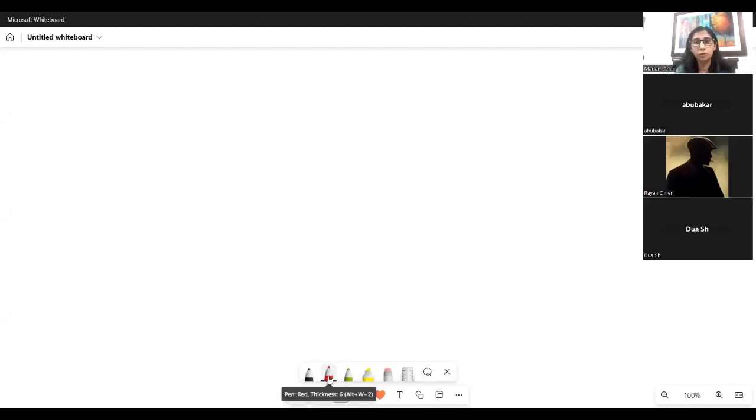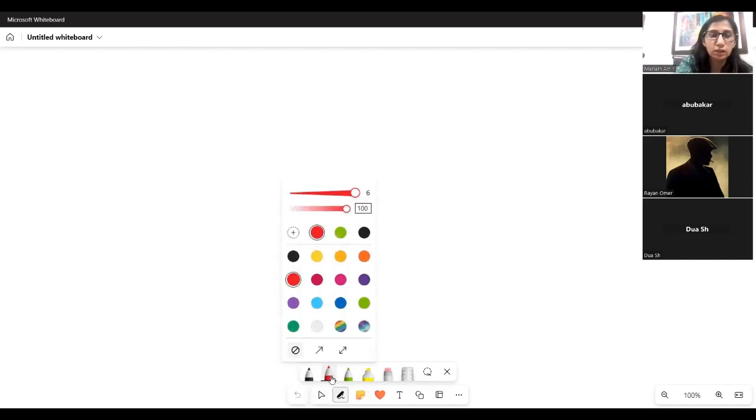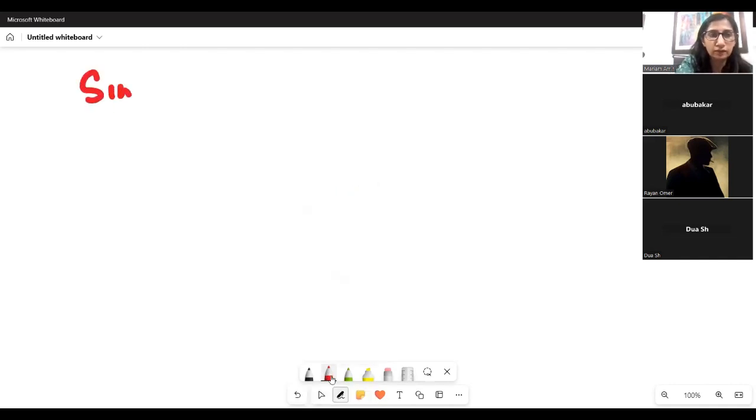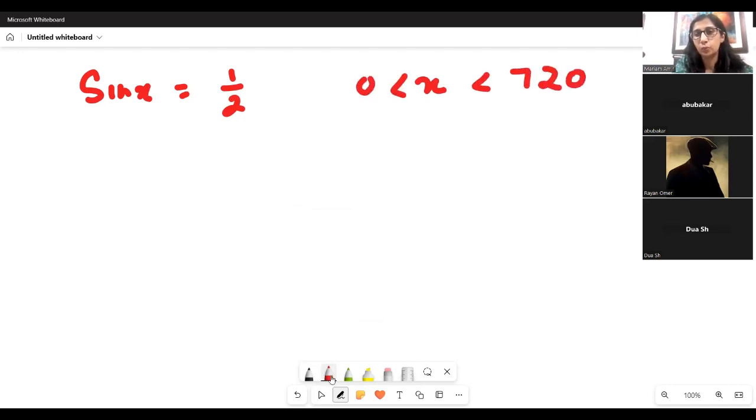So we're going to be talking about trigonometry today as well. What we did yesterday was we solved a question like this: sine x equals, let's say, half. And you were given a domain. Let's say x is between 0 and 720. We solved questions like this yesterday.